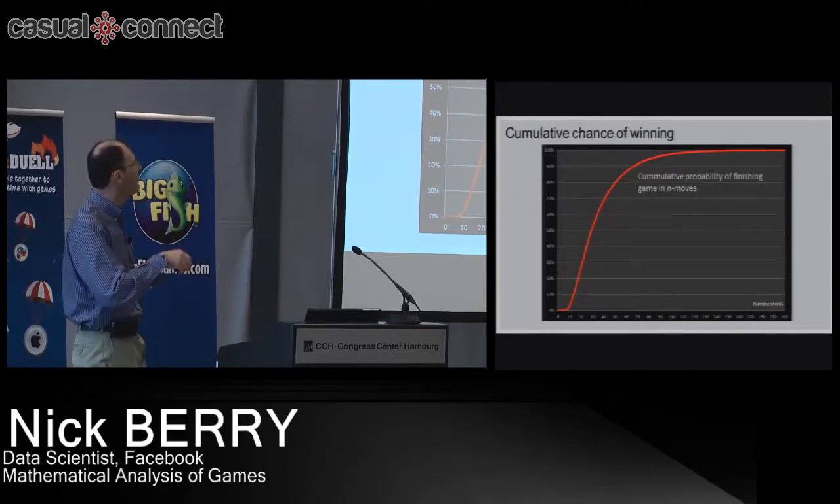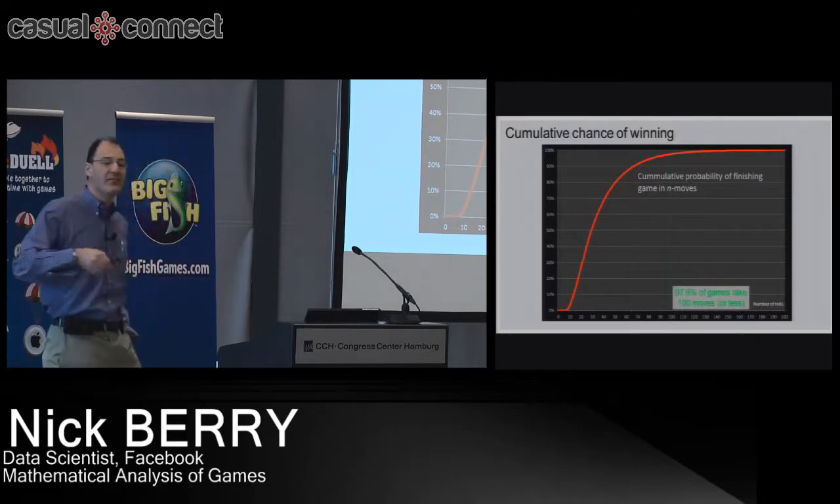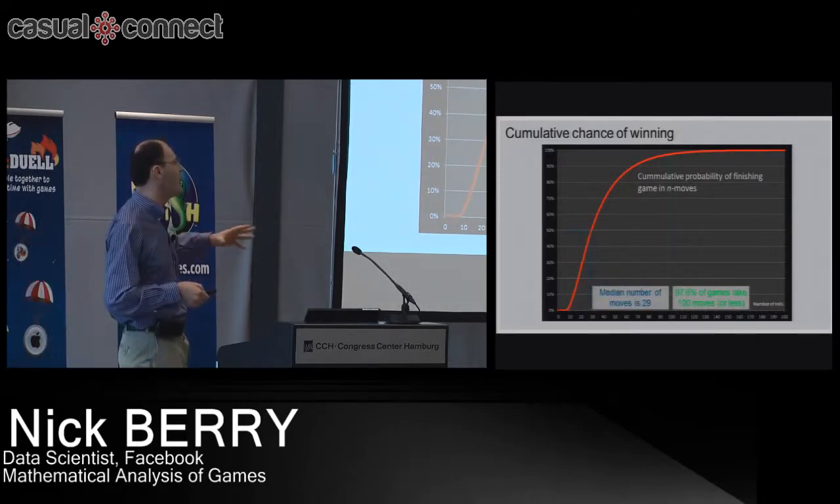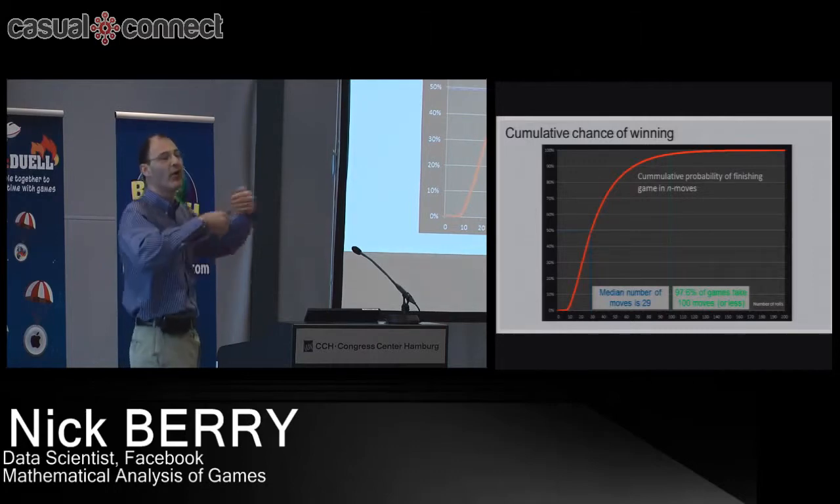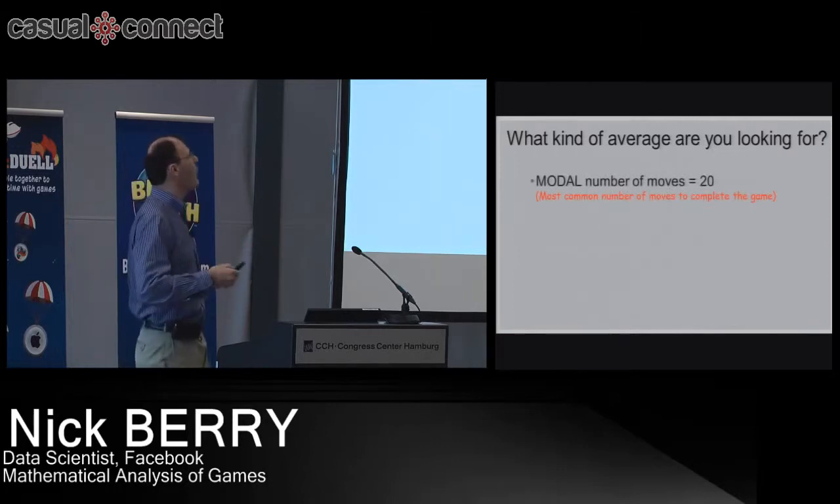Here is a cumulative probability where we stack them all up, saying, what is the percentage chance of finishing the game in that number of moves or less? And you can see that mercifully, 97.6% of the games take 100 moves or less. And if we wanted to work out the median number, that's 29, whereas as many games take longer than 29 moves as less.